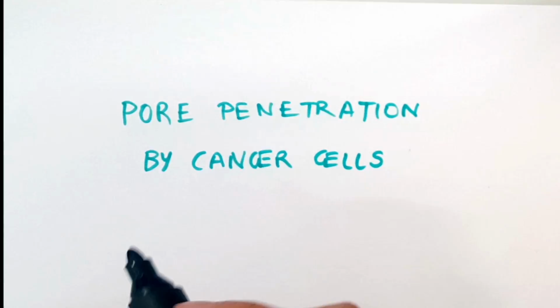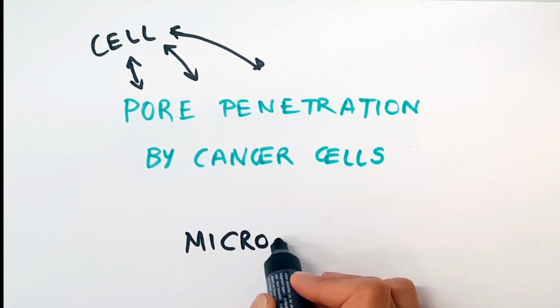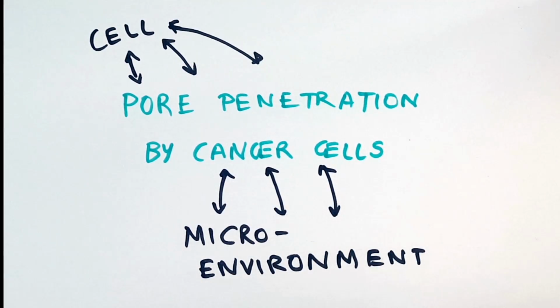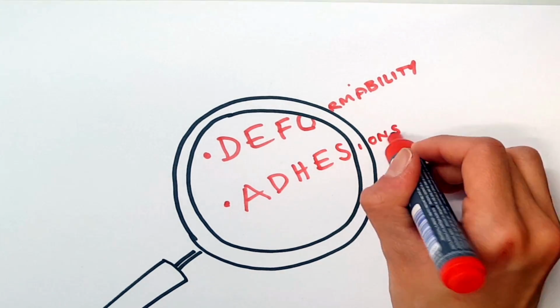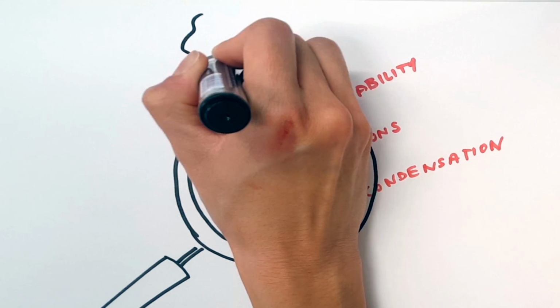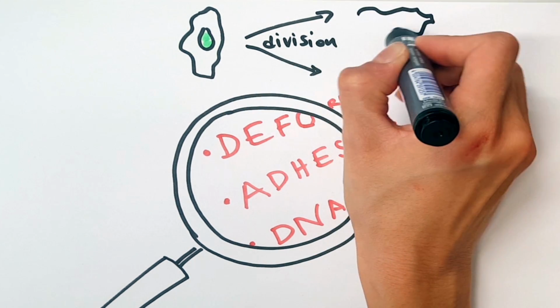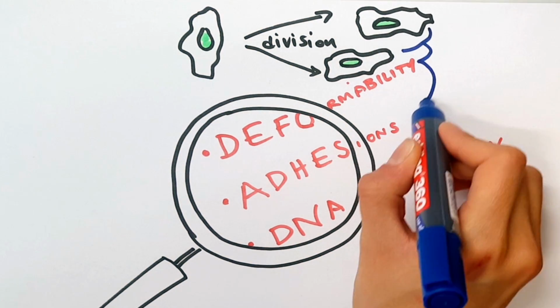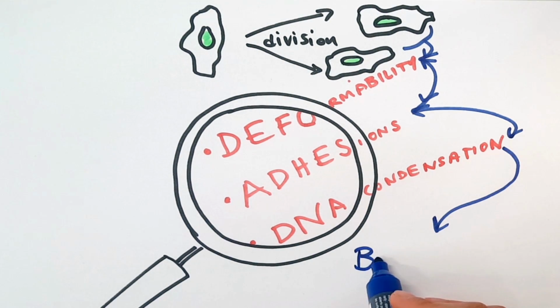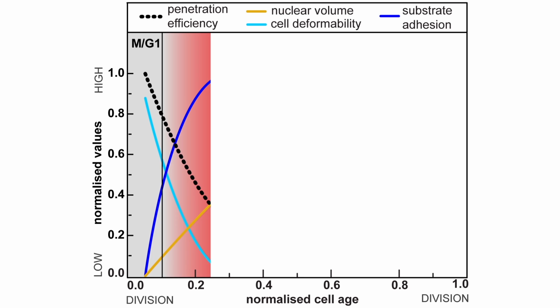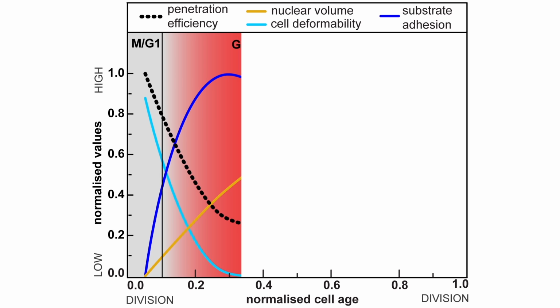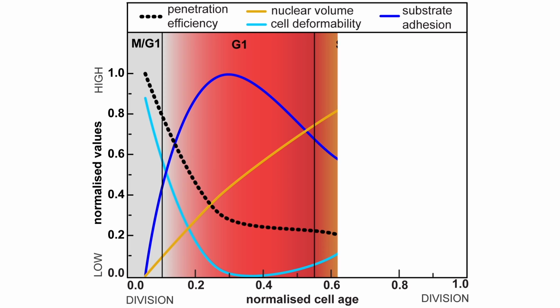Efficient pore penetration is the result of the interplay of multiple factors related to the cell and its microenvironment. We investigated the role of cell deformability, cell adhesions, and DNA condensation. We demonstrated that during the first phases after cell division, the synergy of those critical biomechanical characteristics contributed to a more invasive cell phenotype. In early G1 phase, the cells have still not established mature adhesions, but they exhibit very high deformability, while in G1 phase, the decrease of deformability is compensated by the increase in focal adhesions.